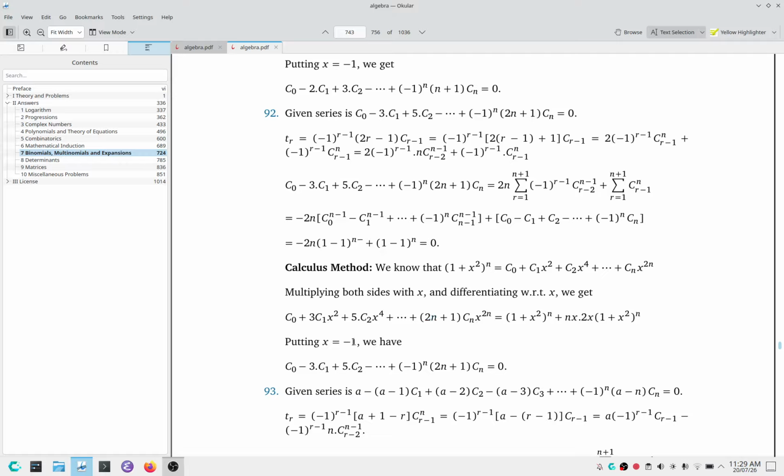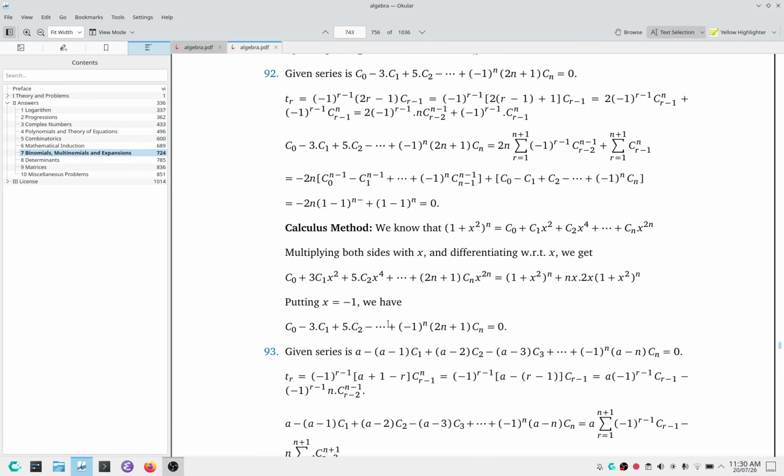The complex number i. If you put i, it becomes 1 minus 1 to the power n. This also becomes 1 minus 1 to the power n. And this becomes minus 3c1, and this remains 5c2 plus 5c2, then minus 7c3. So you put x is equal to i. This substitution is wrong here. And thus we have the required series.